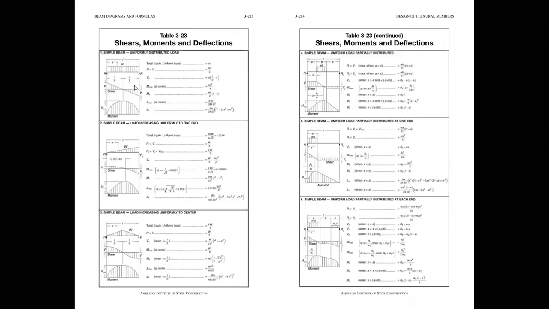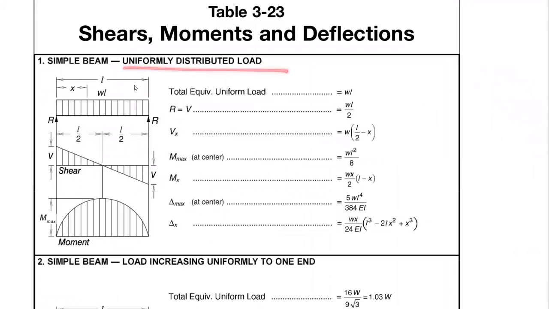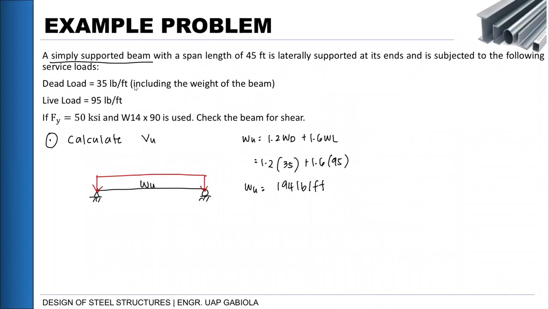So, we can refer dun sa table 3-23 natin. Okay? And look at for simple beam na merong uniformly distributed load, ang maximum shear daw, nasan yun? Yung maximum shear natin is nasa support. Ang formula daw niya ay WL over 2. Okay? So, WL over 2. So, pwede natin gamitin yan. So, para makuha yun, VU is equals to WU L over 2. And then, we just substitute 194 pound per foot times yung length natin. Length is given as 45 feet.